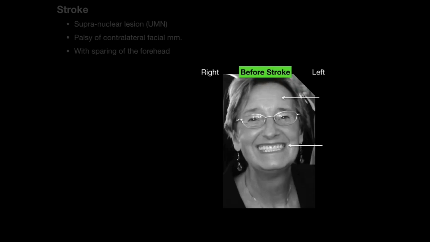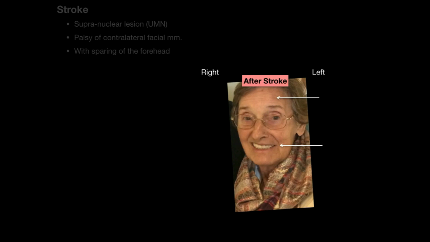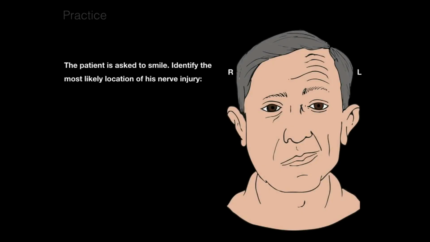So here we see a patient before a stroke. Notice that the upper forehead is wrinkling in the smile, a very beautiful symmetrical smile. Now after stroke, notice that there's sparing of the forehead on the left, but on the left there's paralysis of the lower face, a crooked smile, which means that the stroke happened on the right side. So let's do a couple of practice things, shall we?